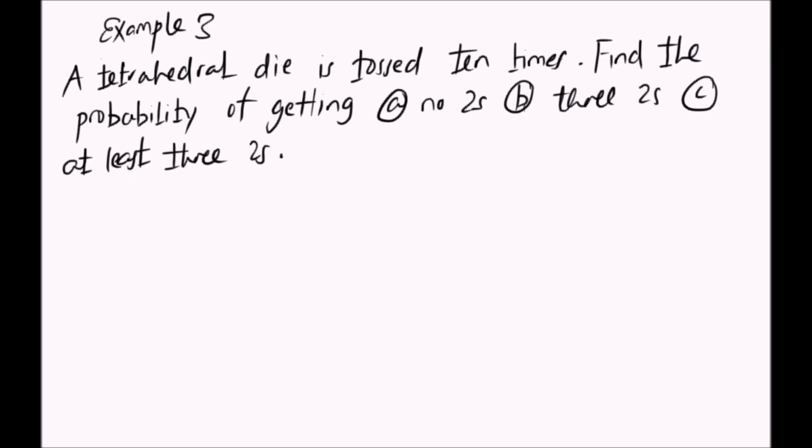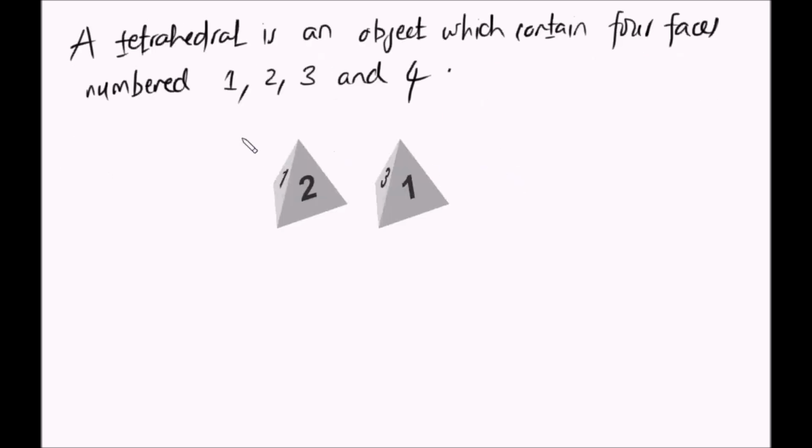So example 3 anasemaje? Anasema a tetrahedral die is tossed 10 times. So hii die tofauti na ile, hii ni tetrahedral. Tetrahedral ipoje? Let's see. So tetrahedral ndo hii sasa. So a tetrahedral is an object which contains 4 faces numbered 1, 2, 3 and 4. Kwa hiyo hii ile nyingine ina 6 faces numbered 1, 2 mpaka 6. Hii ina 4 faces numbered 1 mpaka 4. Kama hivyo. So we have 4 faces, si ndio? 4 faces kama hivi. This is the first face number 1, second face number 2, third face number 3, hivi.